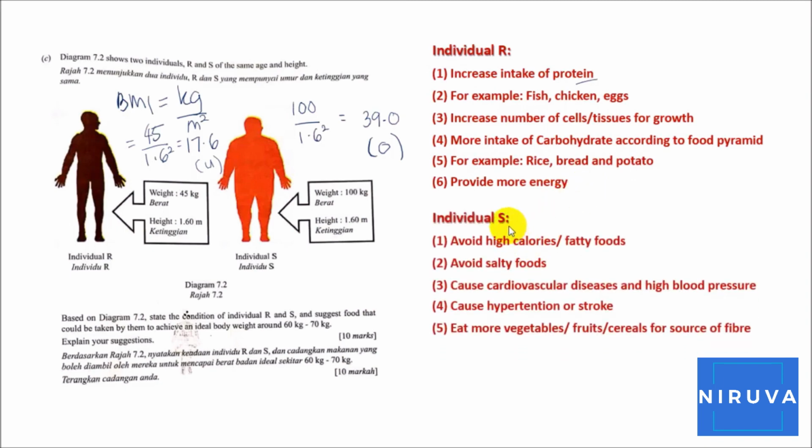And then for individual S, food such as fast food and processed food that contains high amounts of salt should be avoided due to high potential to get cardiovascular diseases and also high blood pressure, while high intake of salty foods will cause hypertension or stroke. So for individual S, eating more vegetables, fruits and cereals is suggested for their source of fiber.